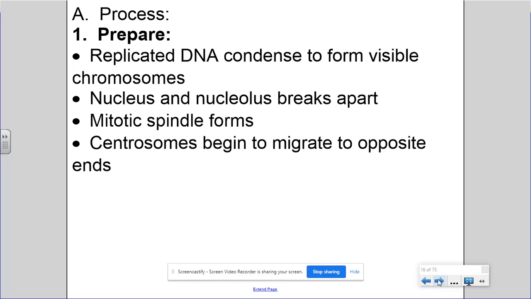Think about trying to separate Christmas lights. If they're all bundled together, it's really hard to get one strand separate than another. If you bundle each strand separately, it makes it a lot easier.